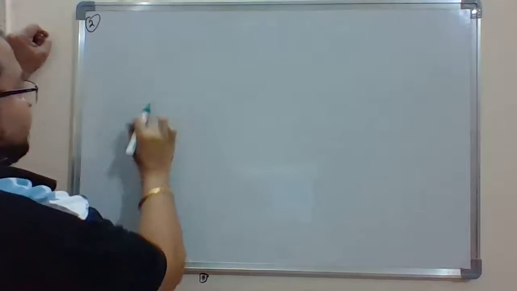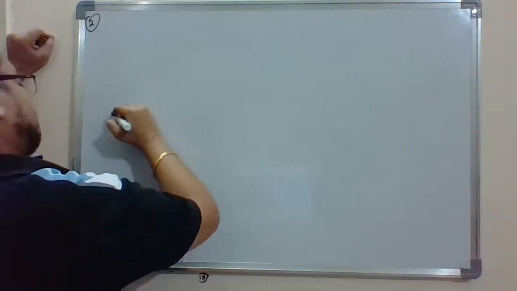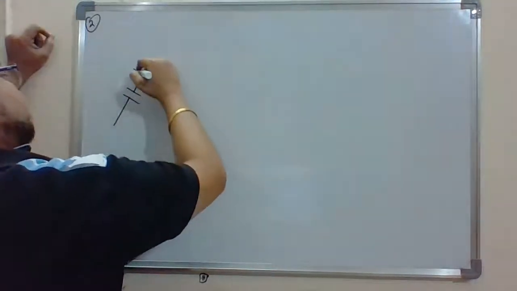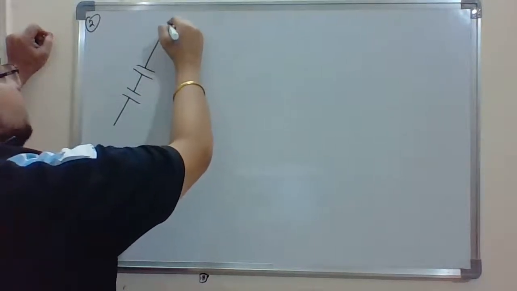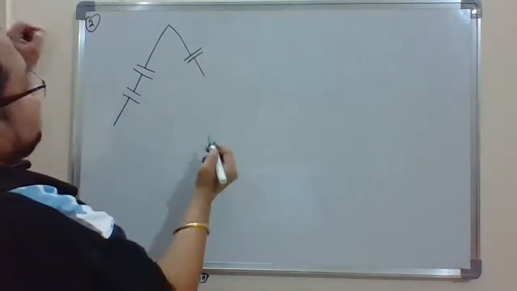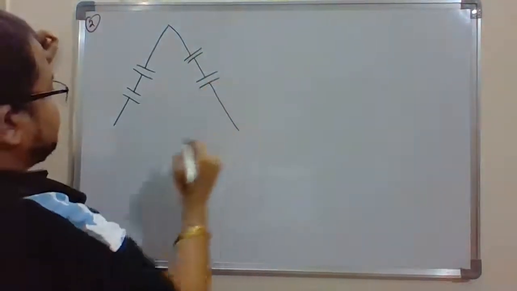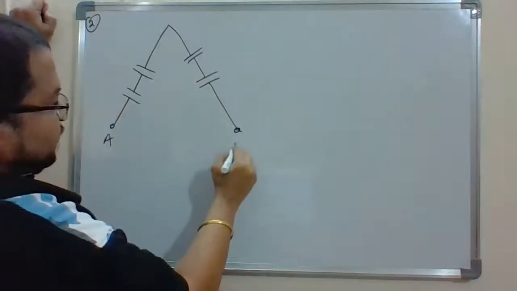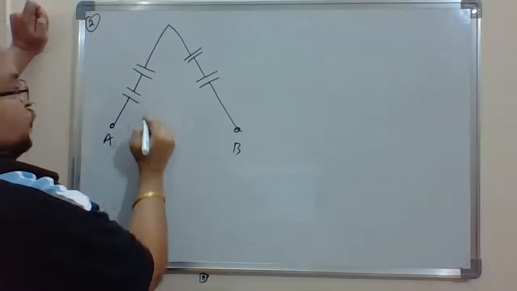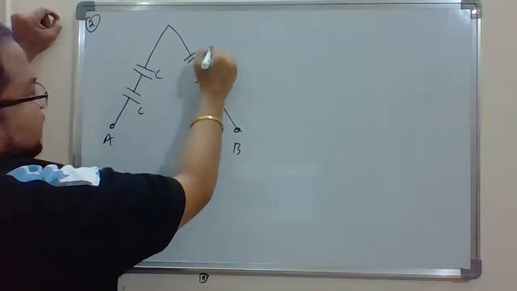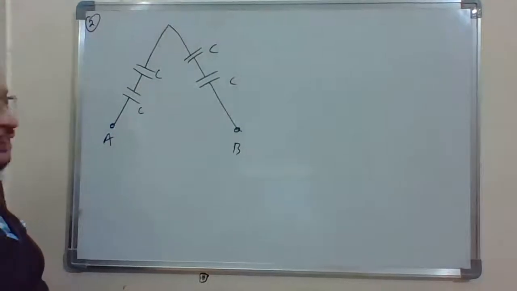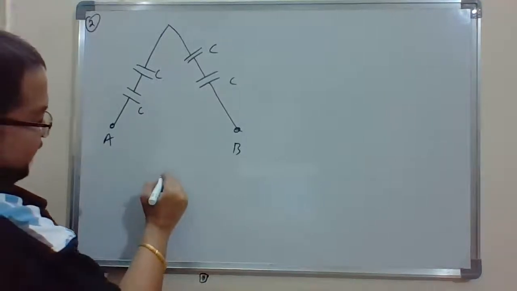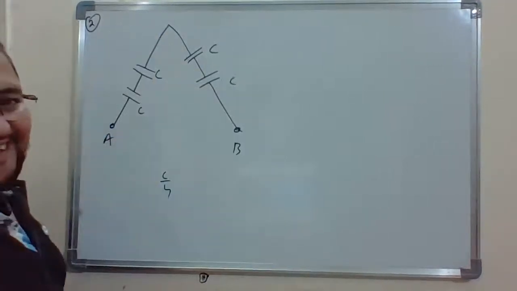Suppose I have your letter A, I have two capacitors like this, more capacitors, more capacitors. I want to find out the equivalent capacitance across AB. And here, everything is C. Okay, so what will be the equivalent capacitance? Obviously, it would be nothing but C by 4. So these all are in series.